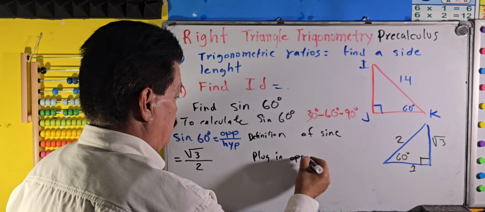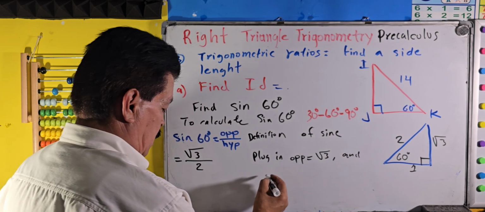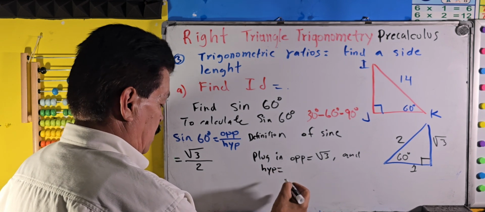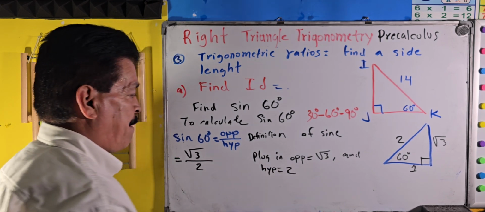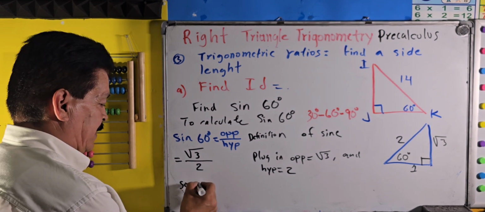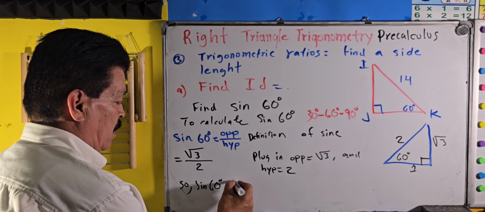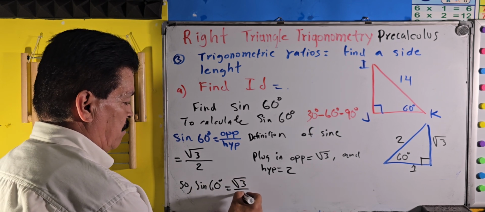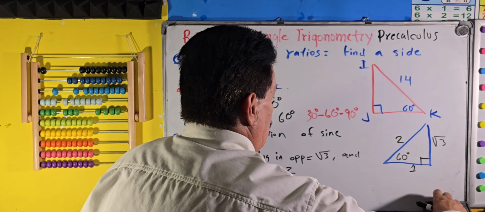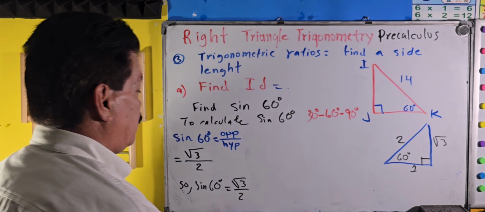Opposite equals square root 3, and hypotenuse equals 2. That's why we write this. So sine of 60 degrees equals square root 3 divided by 2, right? So this is one side. So let me erase this.